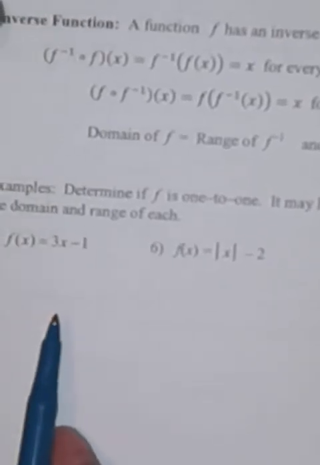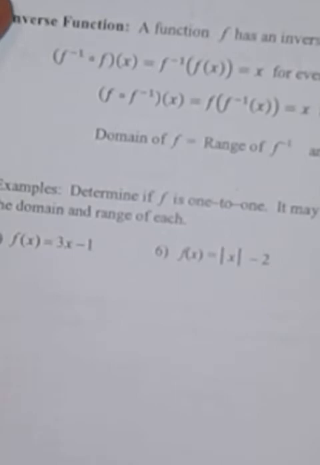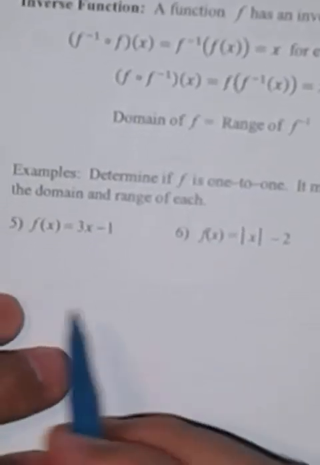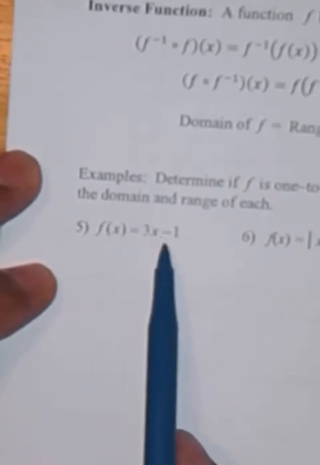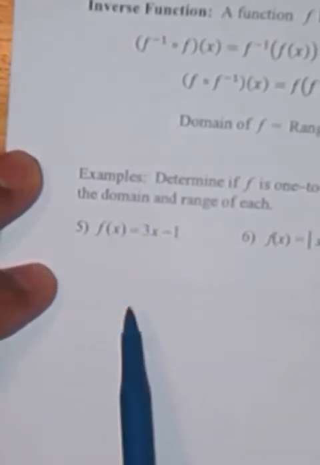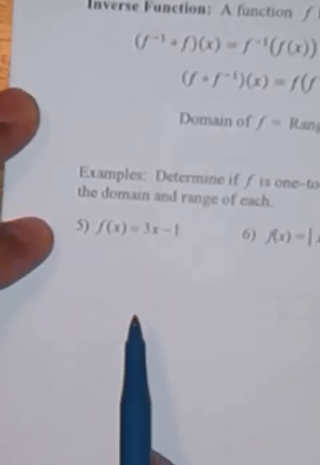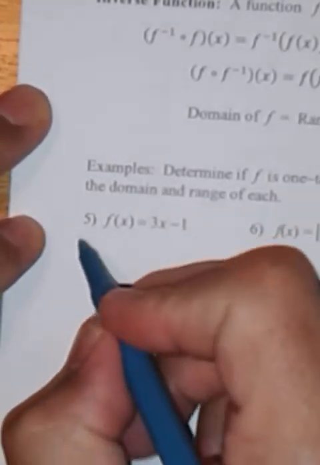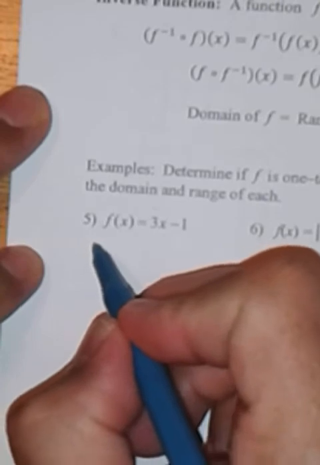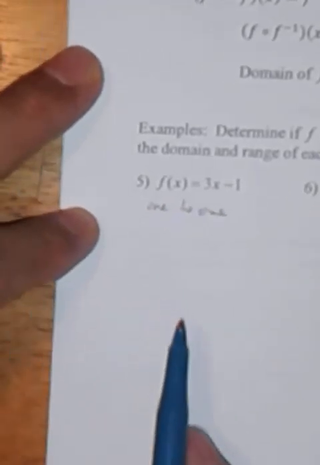Okay. So let's do 5 and 6. Okay, so 5, is that one-to-one? Well, this is y equals 3x minus 1. That's a line with slope 3. Yeah, that means each different x gives us a different y because it's always climbing or always falling. All right, so this is one-to-one. And that means I have an inverse and I can find the inverse.